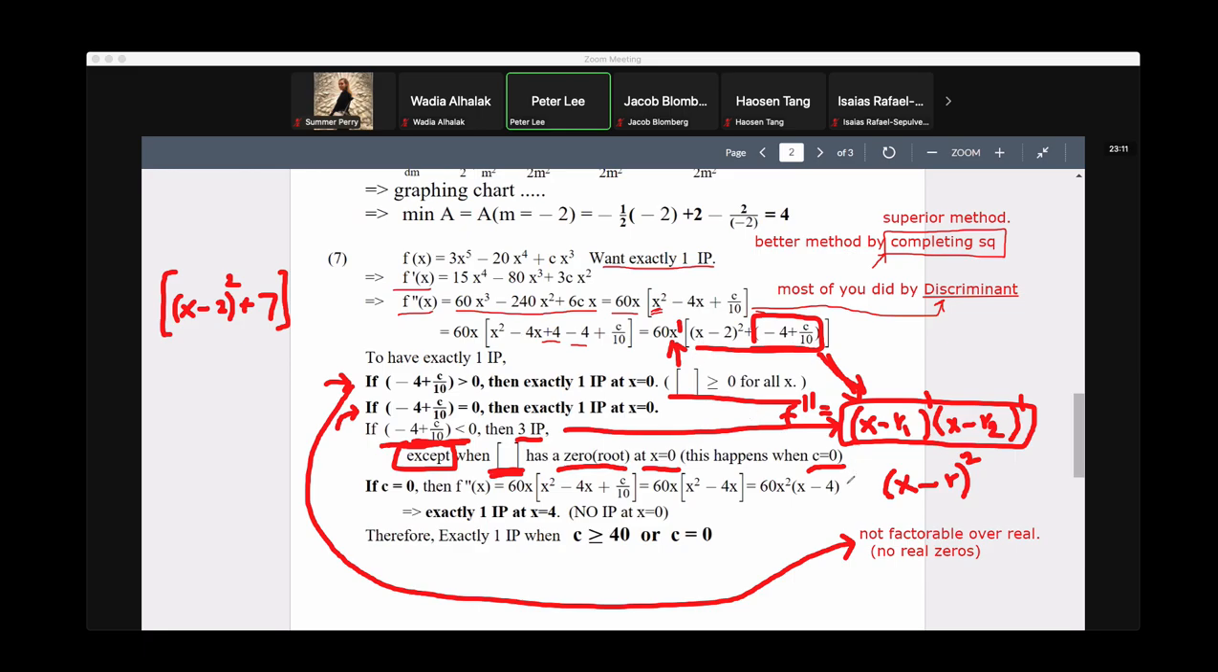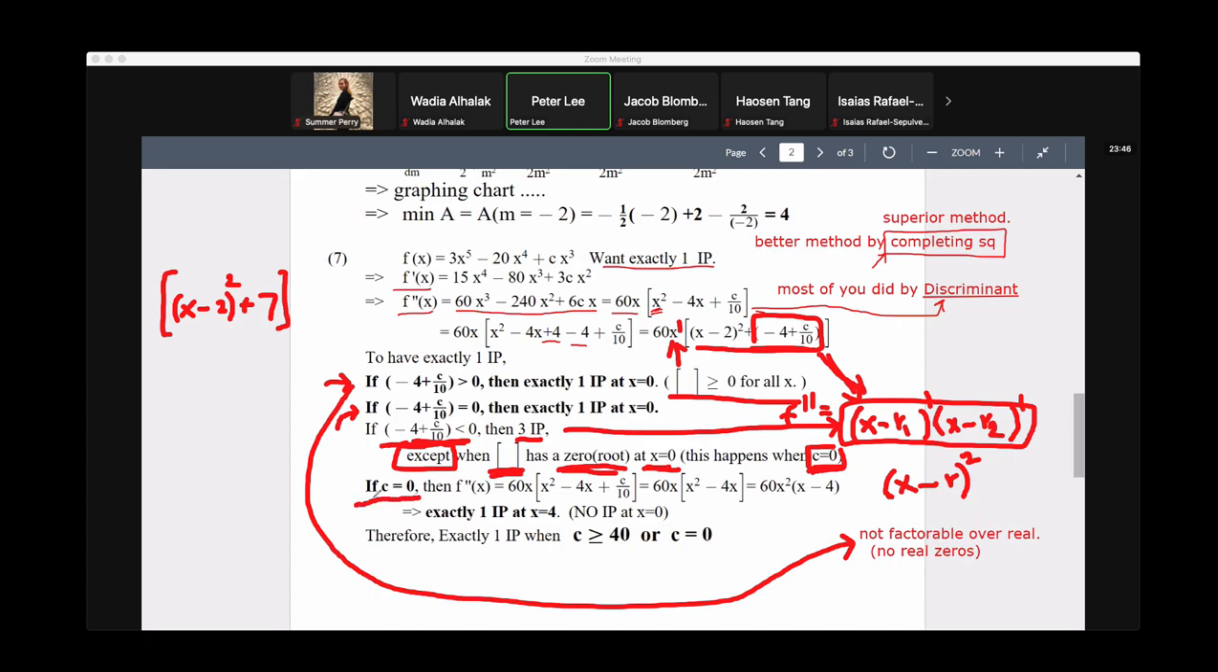Do you follow me here? So the parenthesis has a 0 at x equals 0. So when is the whole thing 0 when x equals 0? That's what happens when c is equal to 0. So this is 0 when the root is x equals 0, and that happens when c equals 0. So in this case, we will also get a factor of x here, and so now let's see what happens.